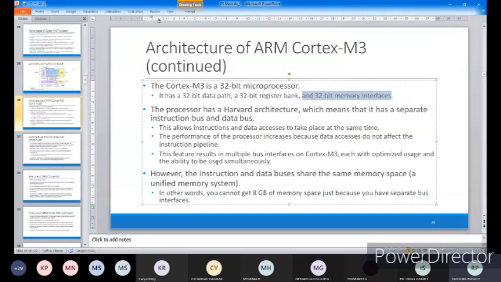Okay, so whatever command you are going to do, it should be of 32-bit data length. Whatever register you are going to use, it should be of 32-bit length, and whatever memory interfaces will be there, it should be of 32-bit length. Right. One example is your USN number, it is a 10-digit alphanumerical value.